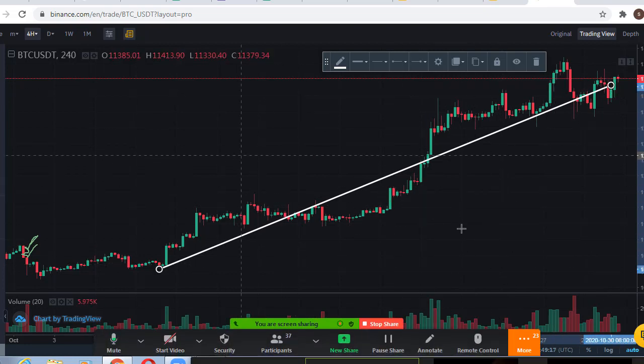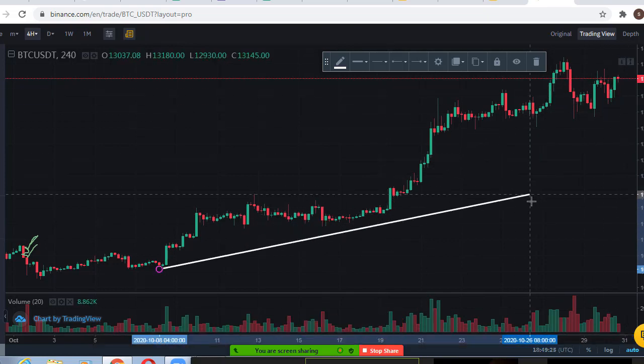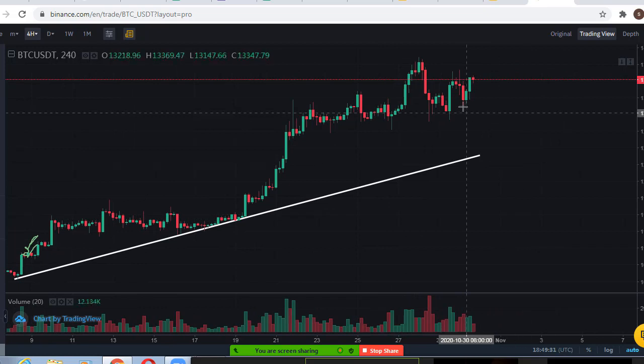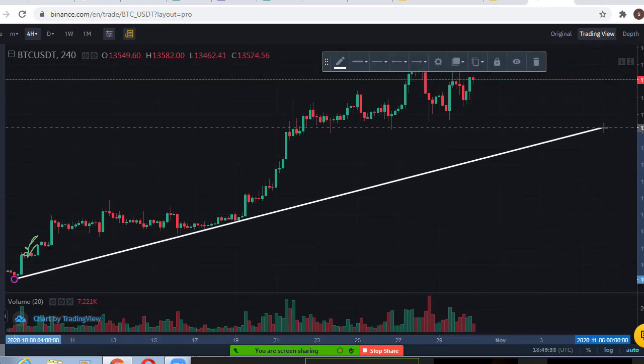This is a very wrong way of drawing a trend line, because this point is actually omitted, which is wrong. So you draw your trend line in this format. What this means is, if price comes back down, that's the price of Bitcoin now, comes back down and touches this trend line, there is a high probability that it's going to bounce back up.